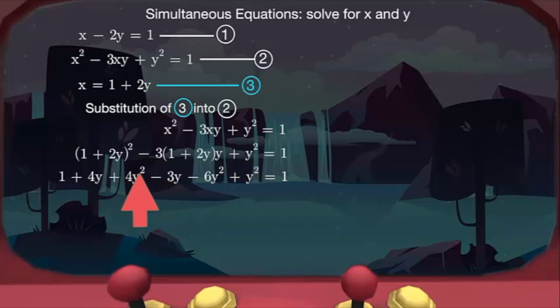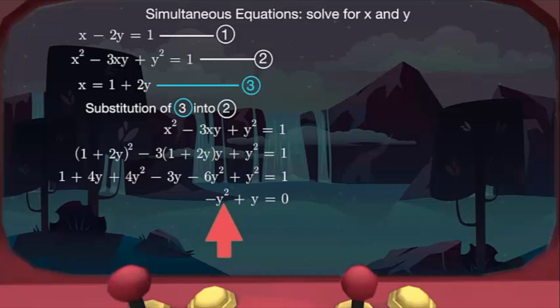Now, plus 4y squared minus 6y squared plus y squared gives me minus y squared. And then a plus 4y minus 3y is a plus y. And this 1 and minus this one, because this one is going to go over and become a minus 1, that's going to give us a 0. So this is now all that is left.